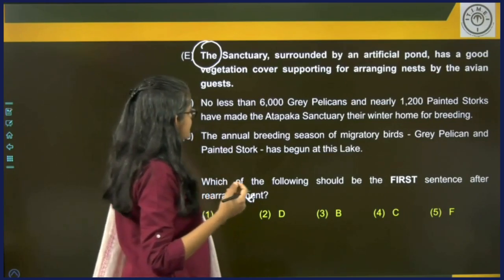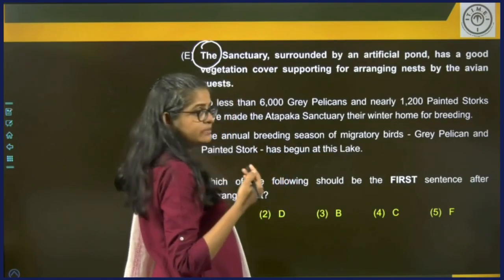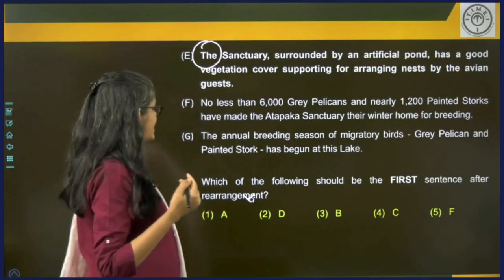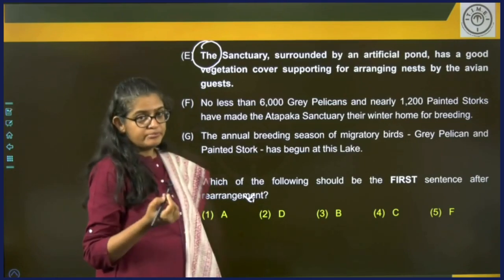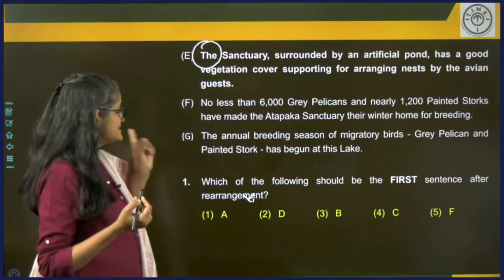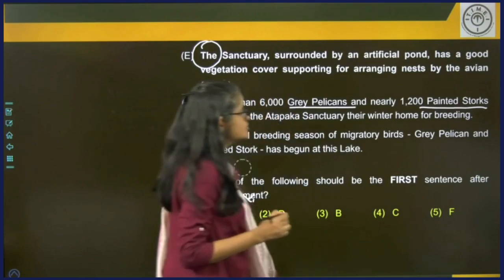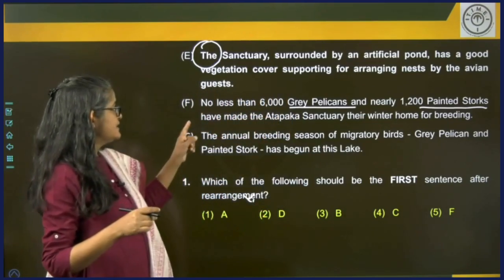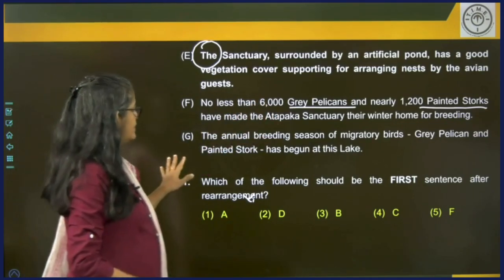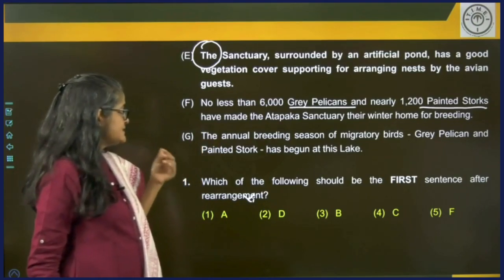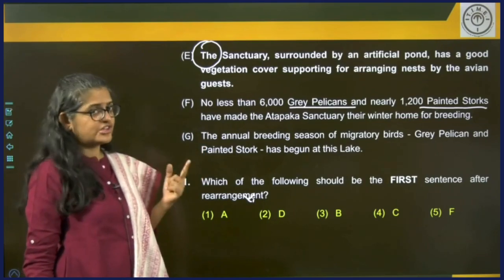No less than 6,000 grey pelicans and nearly 1,200 painted storks have made the Attapaka sanctuary their winter home for breeding. Okay. Now, this sentence introduces the species of birds that breed in the Attapaka sanctuary. So again, now we know that the discussion is about the sanctuary, this cannot come first logically, right?